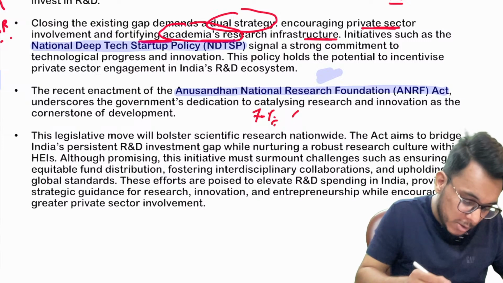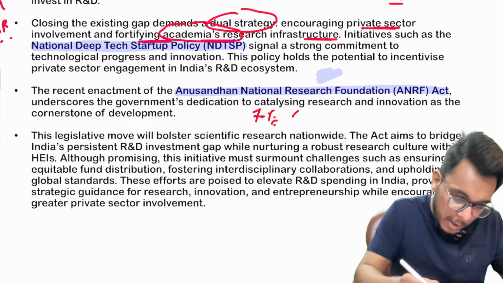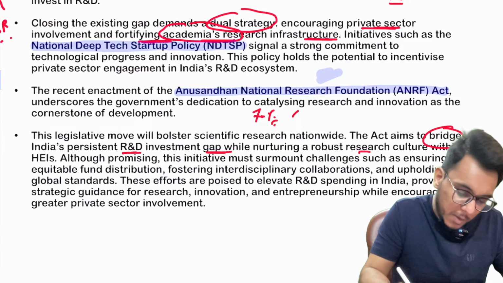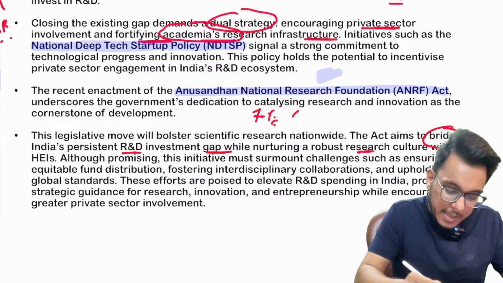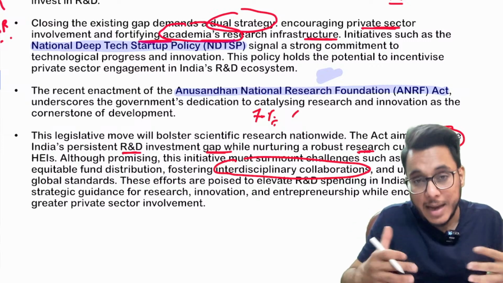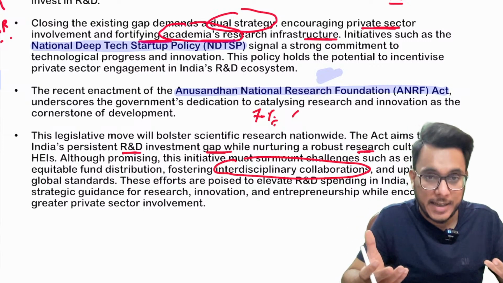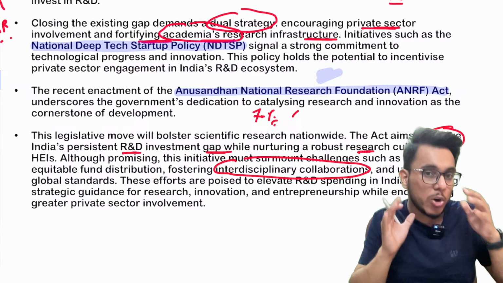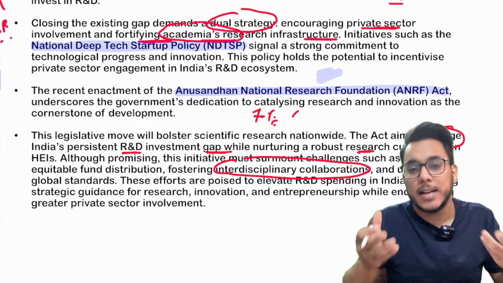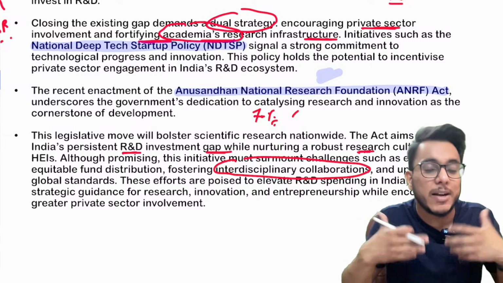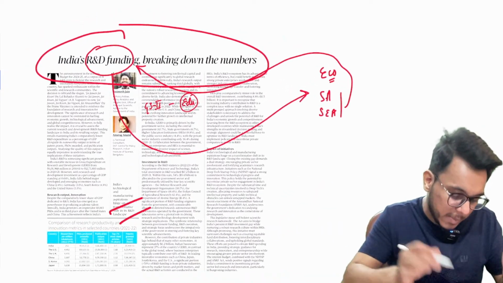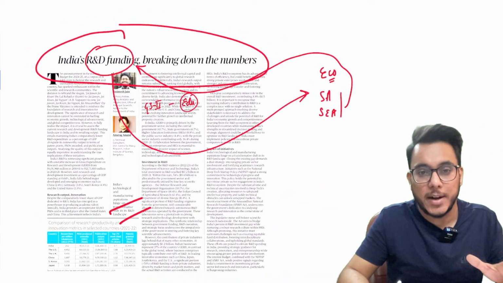Then, what we need to do now: this particular act aims to bridge India's persistent R&D investment gap. Also, guys, there is a need to foster interdisciplinary collaboration. There is a need to follow global standards in R&D. The government should not do it as a one-time exercise; the government should push R&D continuously. The R&D expenditure should be increased and the government needs to push it. So this is, guys, all about the dimensions that have been mentioned in this particular article. I hope that you have understood it.